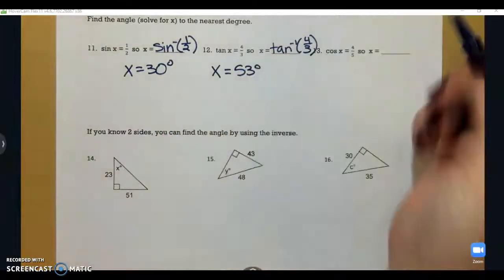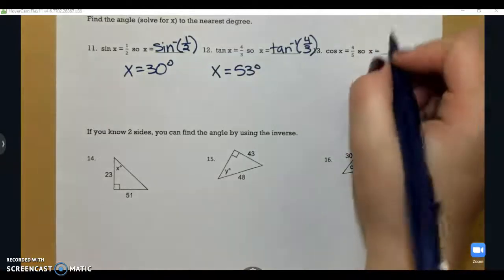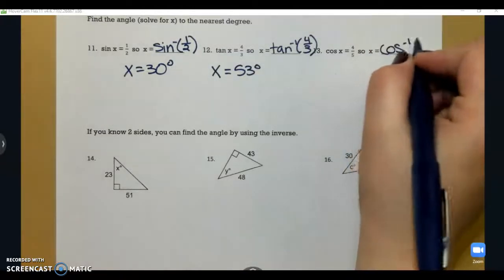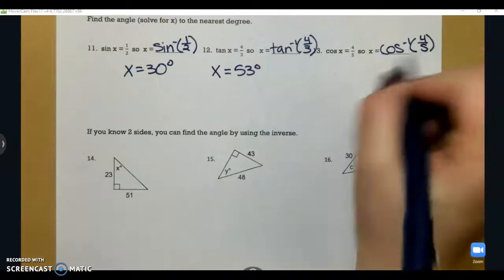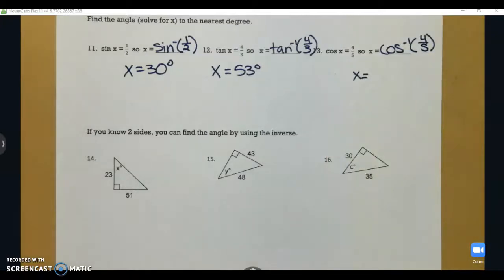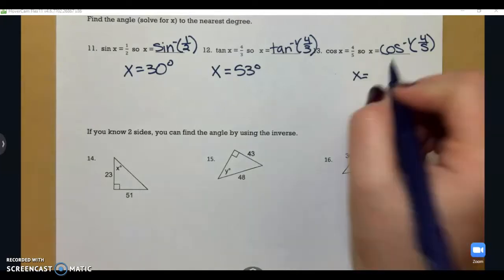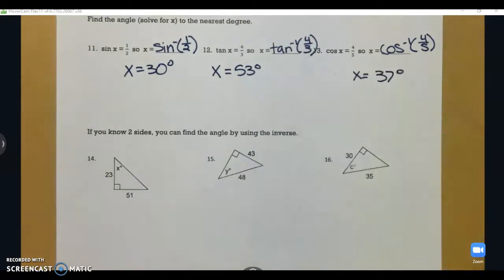And then on 13, if the cosine of x is 4 over 5, that means that x is the inverse cosine of 4/5. And so x is about 37 degrees. All right.